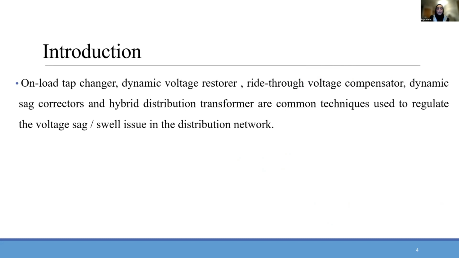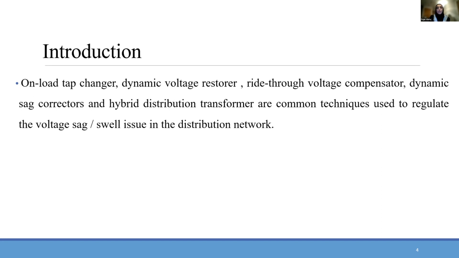For example, on-load tap changers have a strict range of output voltage compensation, stepwise alteration, and poor dynamic voltage regulation. Now the dynamic sag corrector and the ride-through voltage compensators can mitigate only the sag condition. And the dynamic voltage restorer has a high power rating, which makes the DVR expensive.